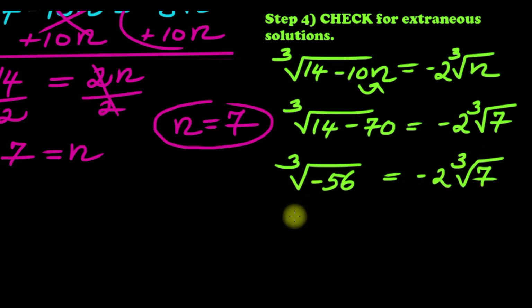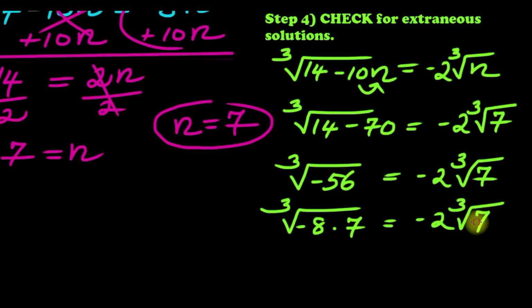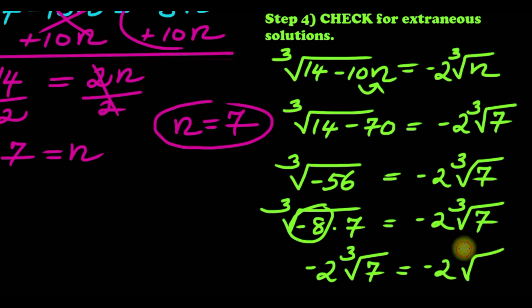And then simplify this, you're going to get here cube root of negative 8 times negative 7, and then negative 2 cube root of 7. So here we know what cube root of negative 8 is. It's going to be negative 2 cube root of 7, and then negative 2 cube root of 7. As you can see, they match. So this is the correct final answer. Let's take a look at another one.